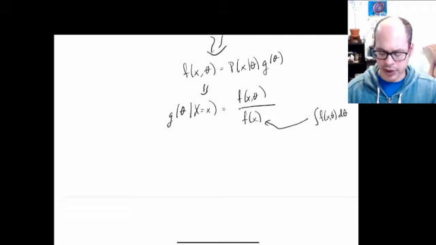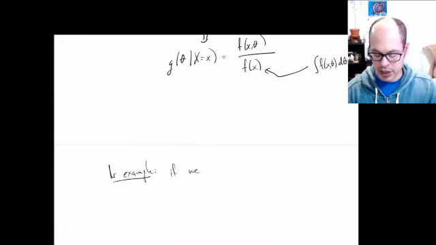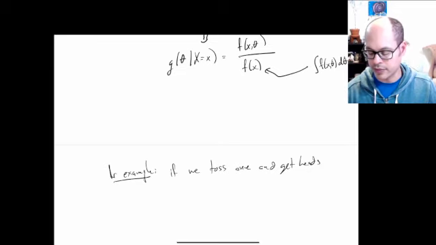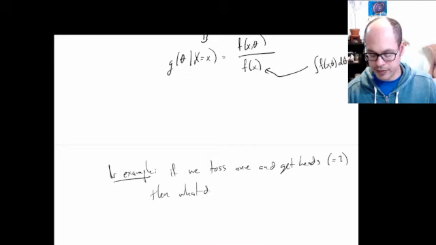So for example, let's do the coin example. Let's say if we toss the coin once and get heads, which, well, let's just interpret that as 1. Then what do we know about theta?